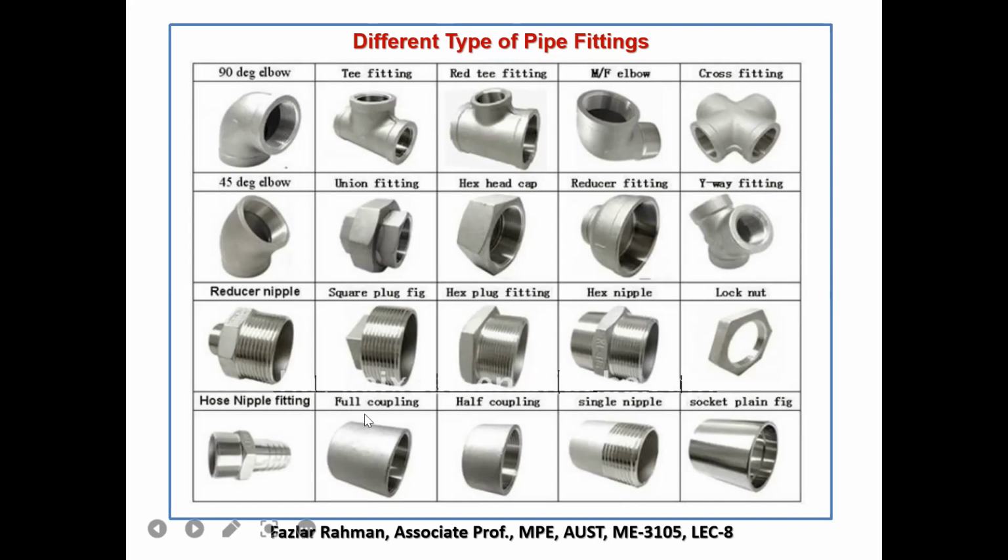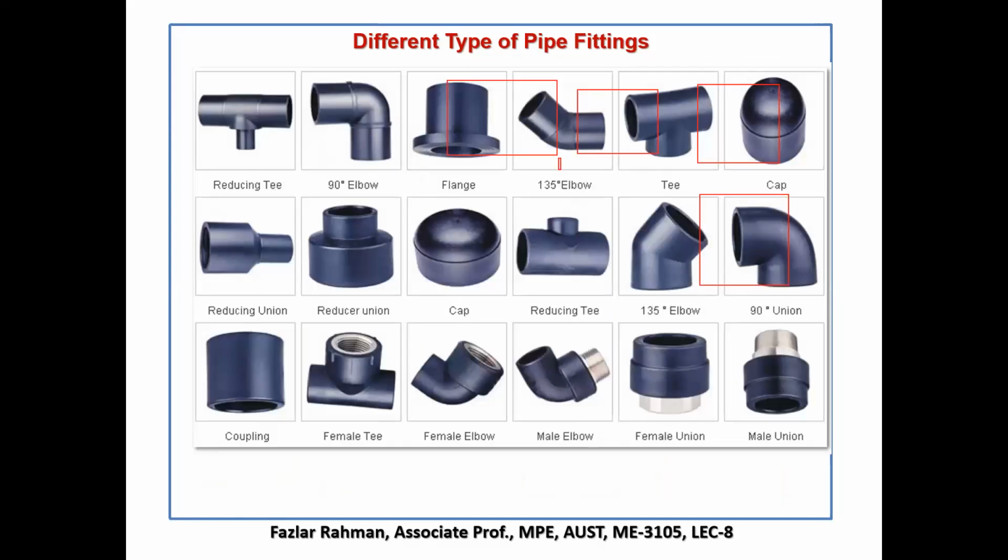Then you see reducing T fitting. Reducing T fitting, this is high diameter, this is low diameter. Then you see elbow, cross fitting. Right over here is Y fitting, you know. So a lot of fittings are there. So you just go through this slide and try to remember the names of the fittings.